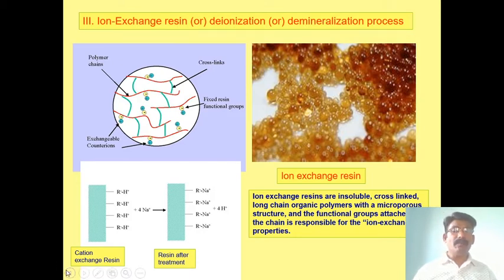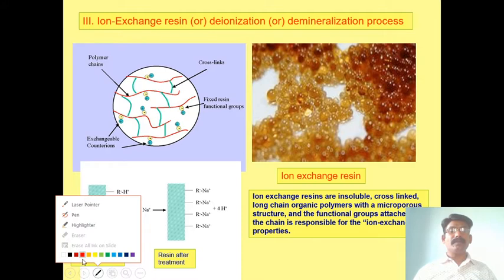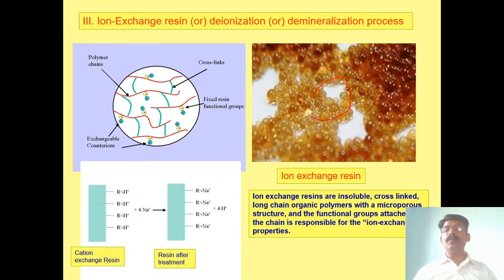So this is the microporous structure. See here, first of all, resin. It is cross-linked like this. The blue colors, this is the blue color, is cross-linked. This is a polymer with a porous structure, and cross-linked organic polymers having the functional groups, the basic functional group and acidic functional group.